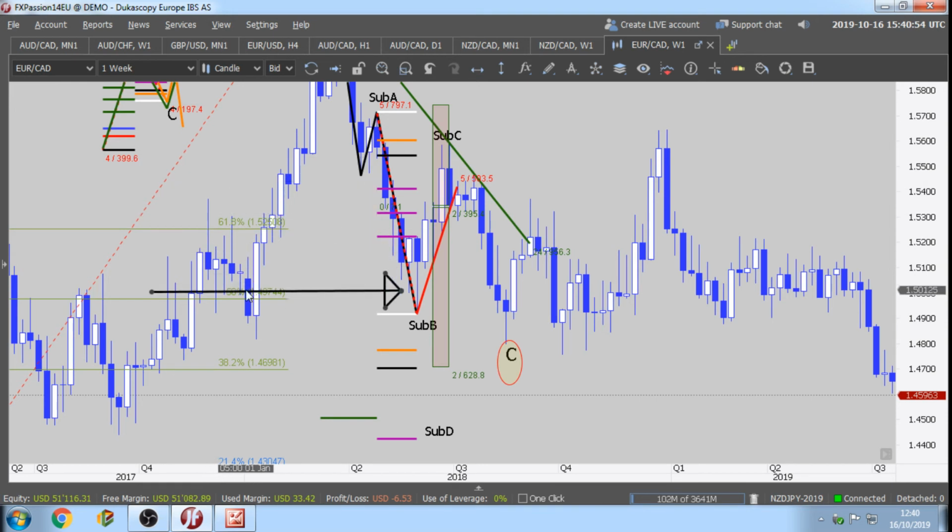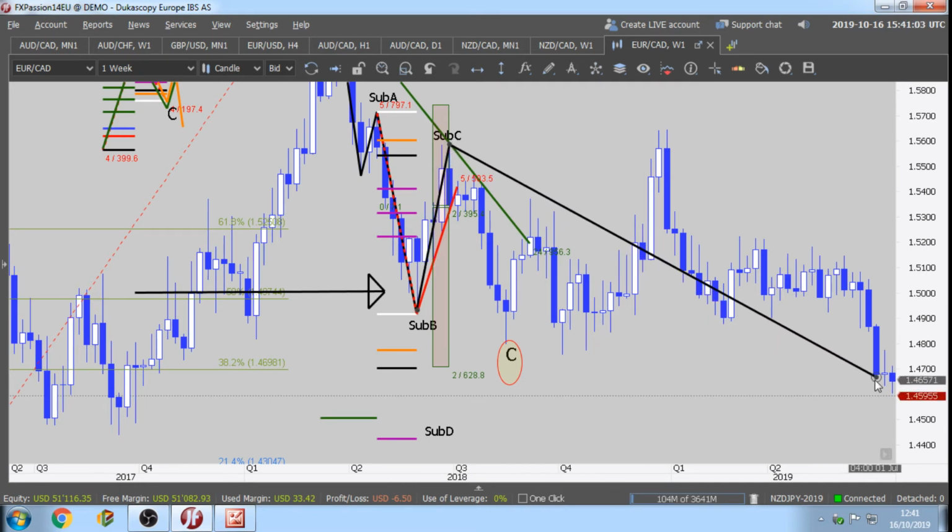Sub A, sub B, sub C, sub D. Sub D is here. Why is that? Because the market retraced, hit the black level, the 23.4%. So black in this case goes to black. Sub A, sub B, sub C, sub D.